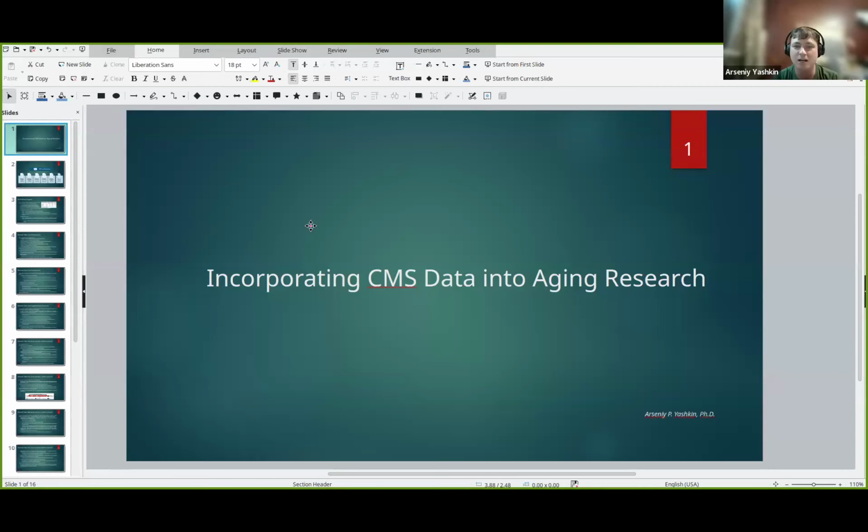What I'm going to talk about is incorporating CMS data into aging research, which is what NLTCS is really all about these days. Everyone is quite aged, everyone that's in the survey.